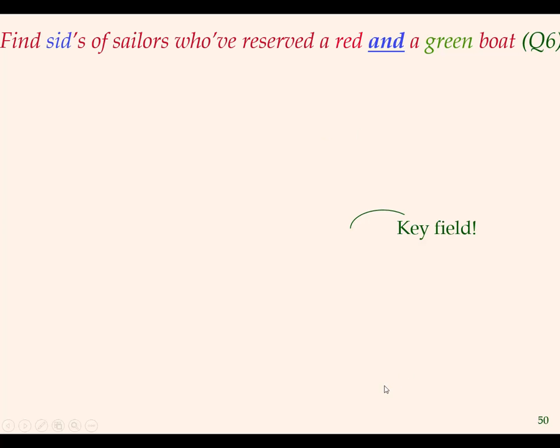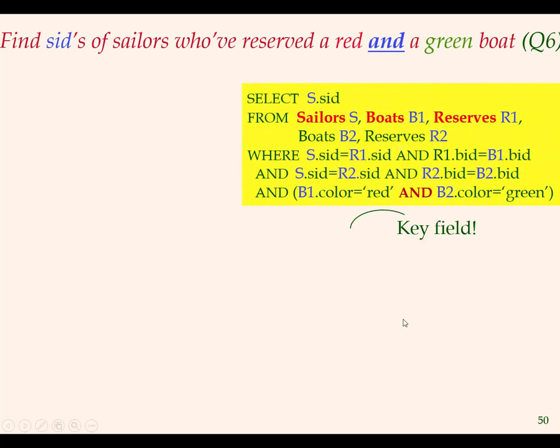Now let's write the SQL for it. So this is using the AND operator, but please note that I am using 2 instances. That's why I need the range variable. So I have a set for B1 R1 and I have a set for B2 R2. So I have 2 sets of the same relation. And again, this is the condition. B1 color is red and B2 color is green.